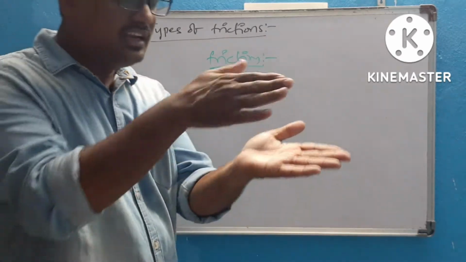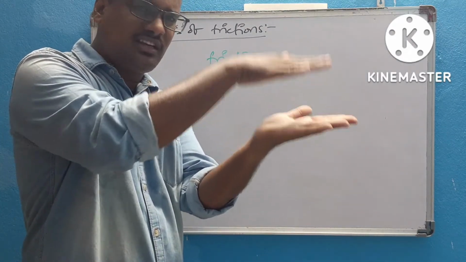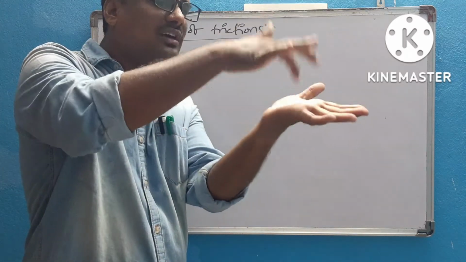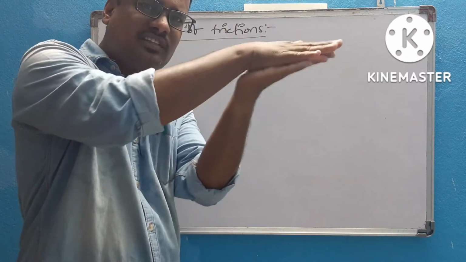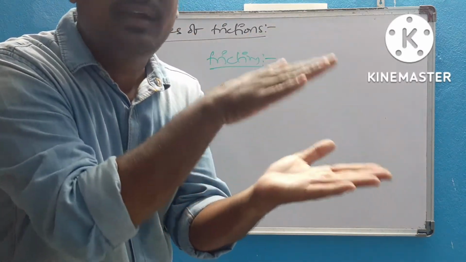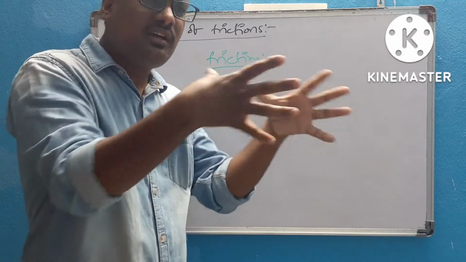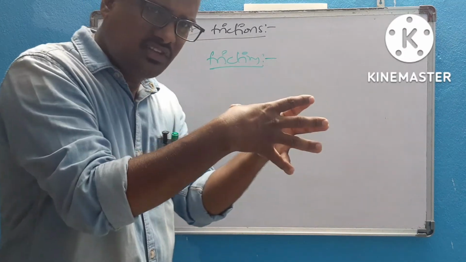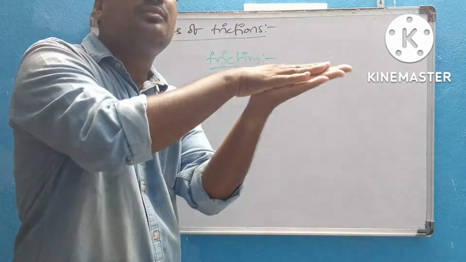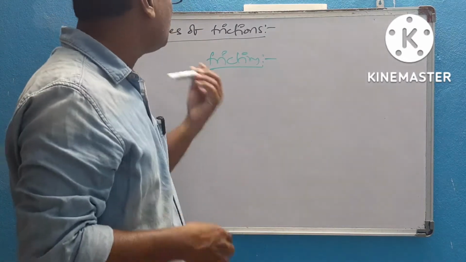If any two bodies are in contact with each other, then in between the contacting surfaces frictional force will be developed. Whenever two bodies are in contact with each other, in between the contacting surfaces some force is developed. That force is called frictional force.